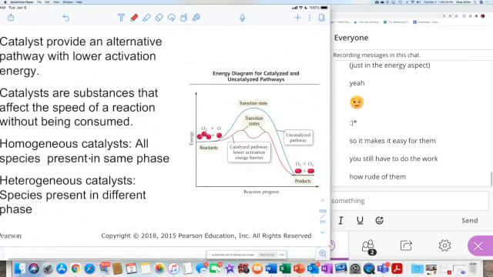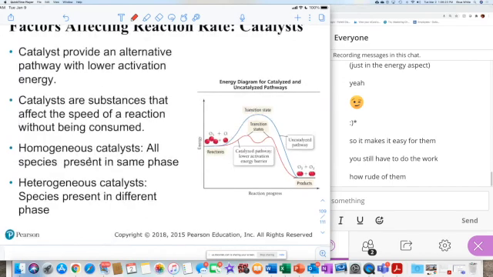So remember, I already talked about how catalysts provide the alternative pathway. Sometimes in the process of providing the alternative pathway, they split what used to be a one-step reaction into a two-step reaction, because that's how the catalyst is able to influence the mechanism. That's fine. Catalysts are substances that affect the speed of a reaction without being consumed. That just means that they get to be recreated when the reaction is over.